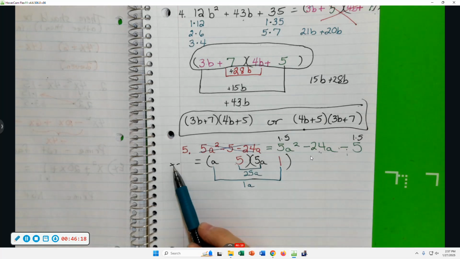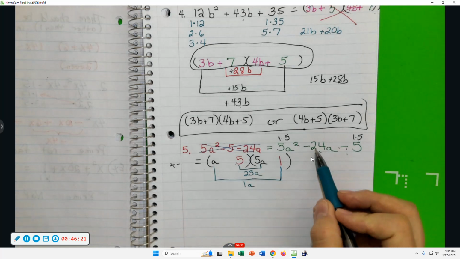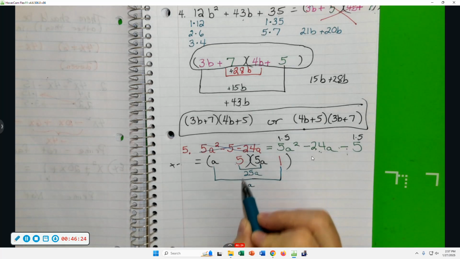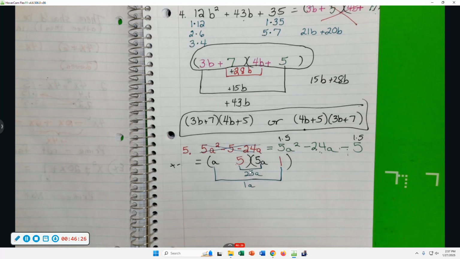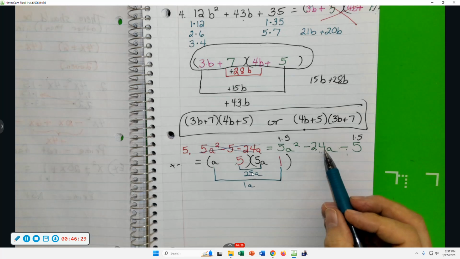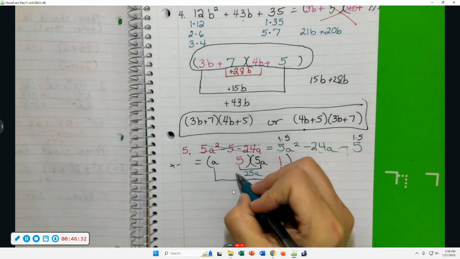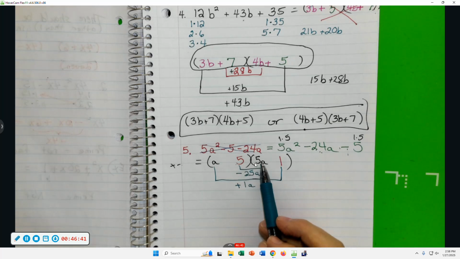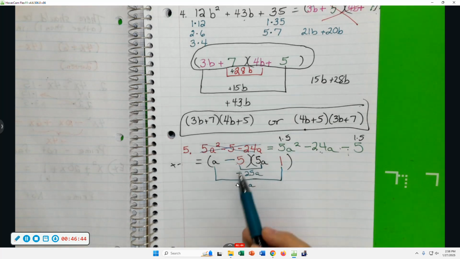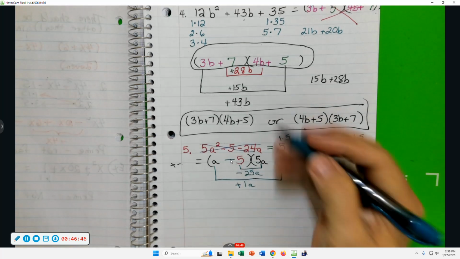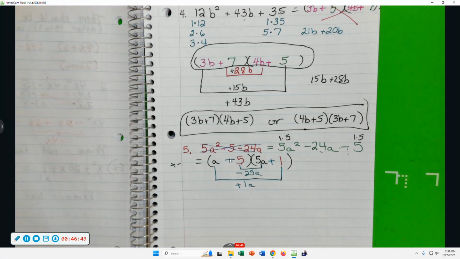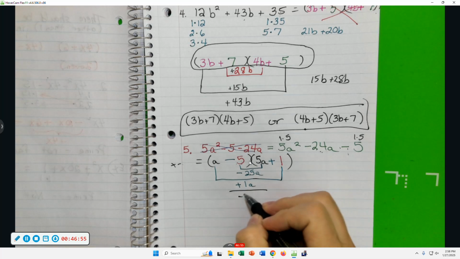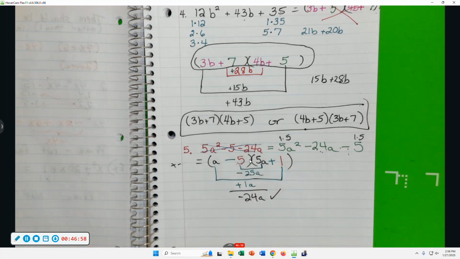So play around with it. You know you need 1 plus and 1 minus. To get a negative 24, what sign do you need on the 25a? Does it need to be positive or negative to get a negative 24a when you combine the two? Negative. That needs to be negative there and positive there. So where did we get that 25? The 5 times 5a, it needs to be negative. So put the negative in front of that 5. Put the positive in front of the 1. Negative 25a plus 1a, if you add those together, sure enough, you get negative 24a.